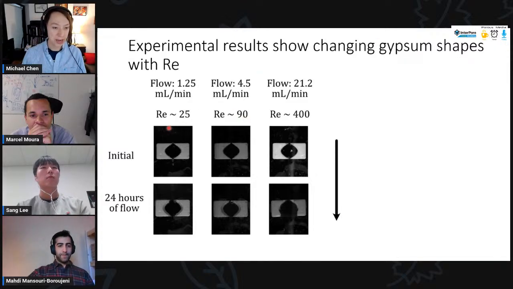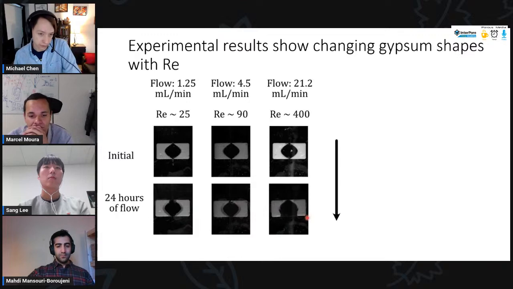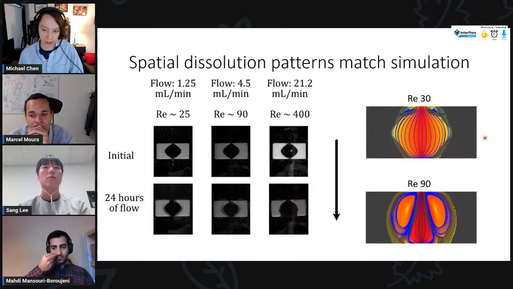We can see that as we increase the Reynolds number, we see more dissolution, but notably, at the lower Reynolds number, we see lower dissolution at the front compared to the outlet. But at higher Reynolds number, we see the opposite. We see less dissolution at the inlet and a ton of dissolution at the outlet. And this makes sense. This matches what we would expect in simulations.